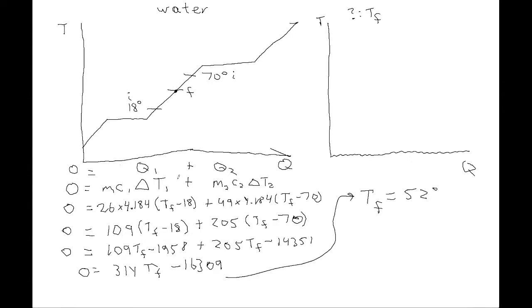But it looks like you figured out how to do that. It's not much different than when they're the same. So you're right. This is a two-sample problem. And for a two-sample problem, what's the first general equation you write down? Zero equals the summation of Q. Yeah. For a two-sample problem, the first equation you write down is zero equals the summation of the Q's.